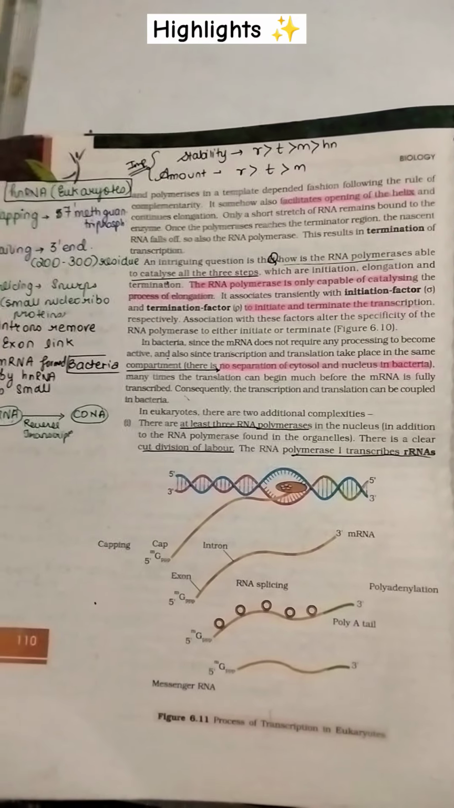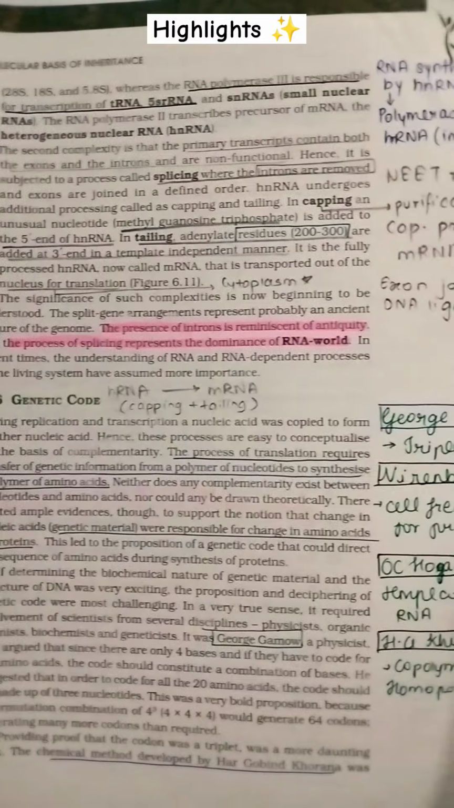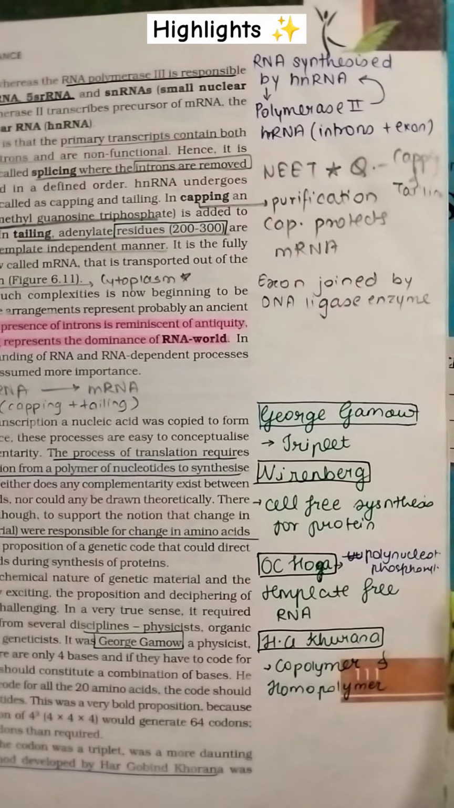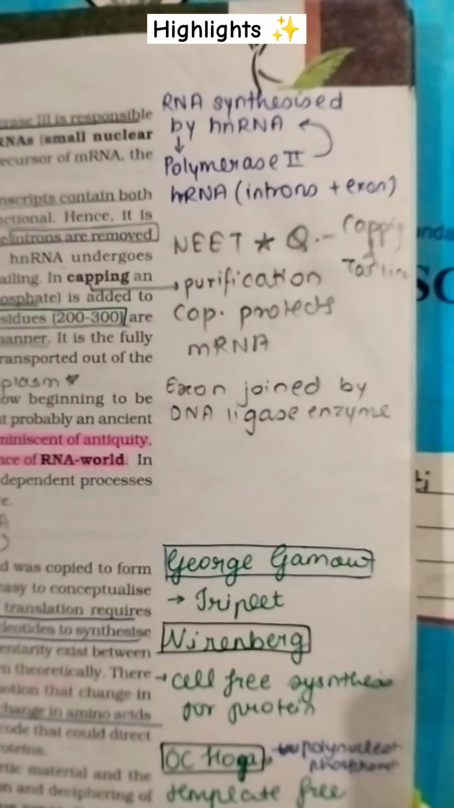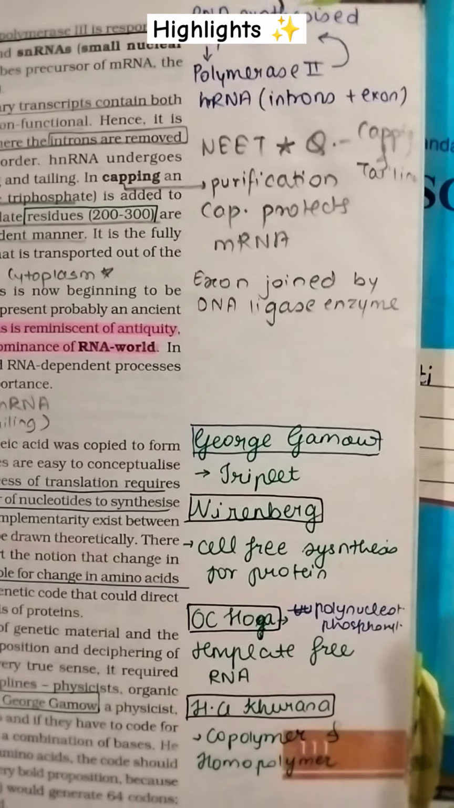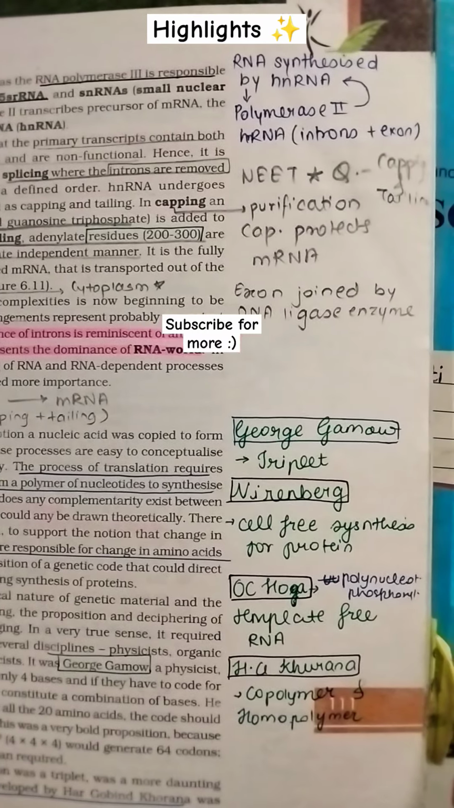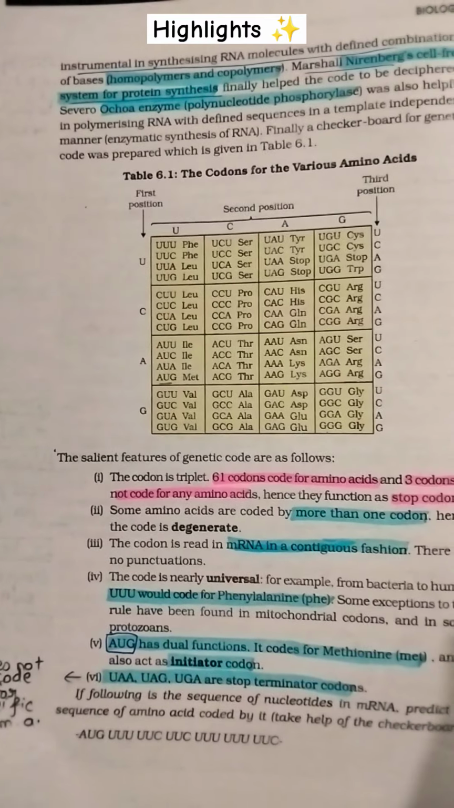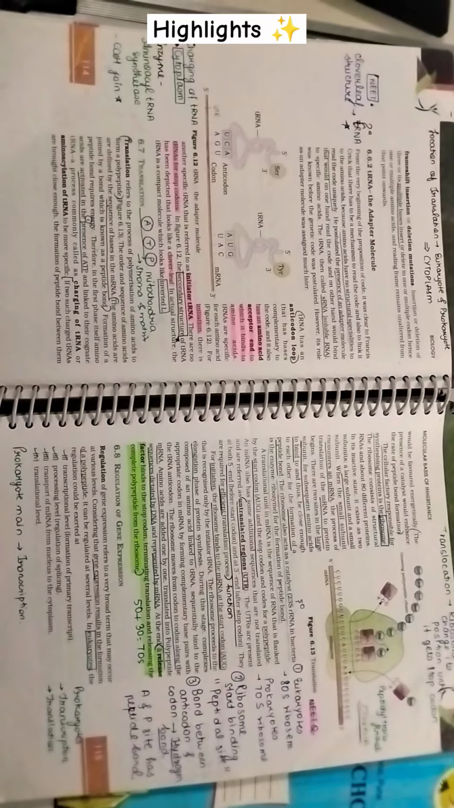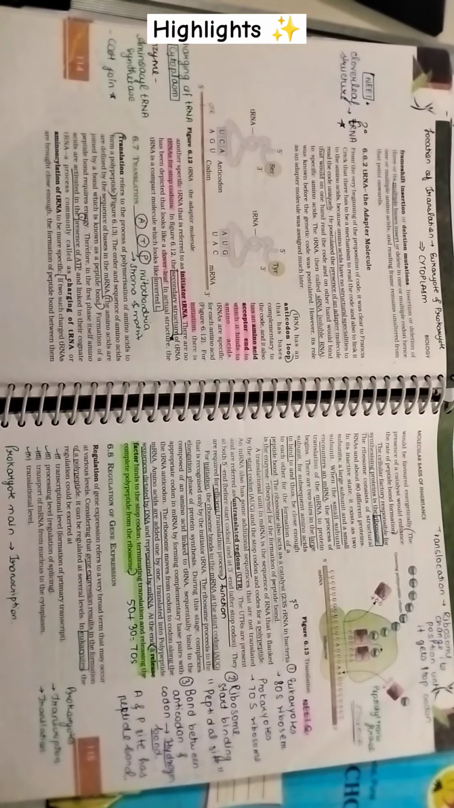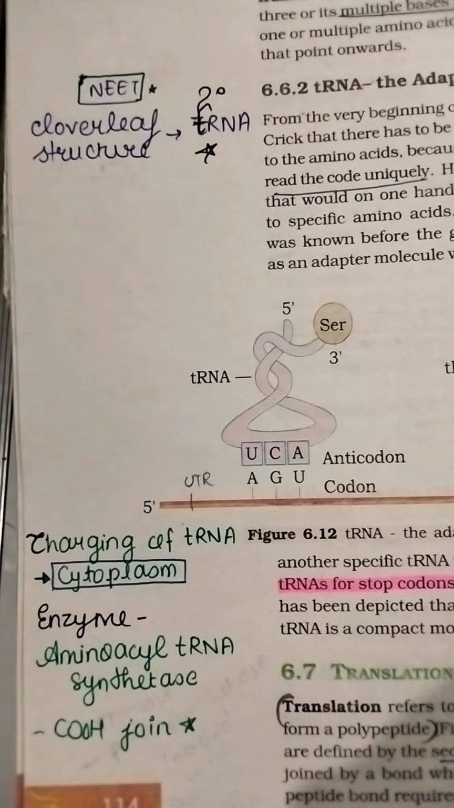I've written the stability and amount, the sequence, and I have mentioned scientist names: Nirenberg, George Gamow, triplet, cell-free synthesis, then we have H.G. Khorana. Everything has been highlighted and mentioned in the side columns. And then we have the salient features of the genetic code, which is also an important question. Then the clover leaf structure.